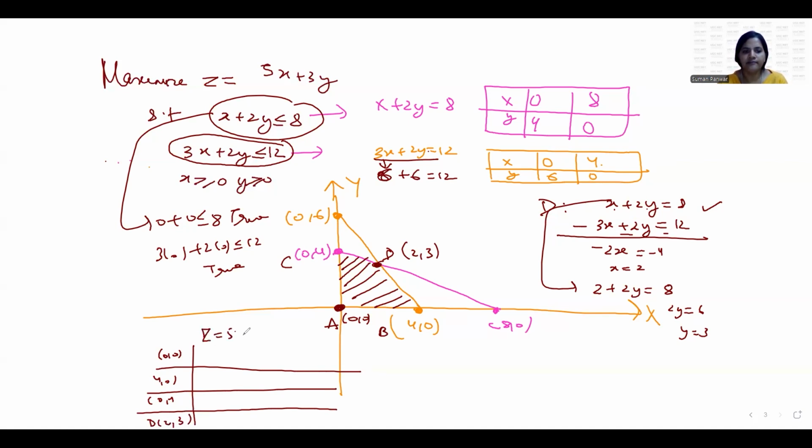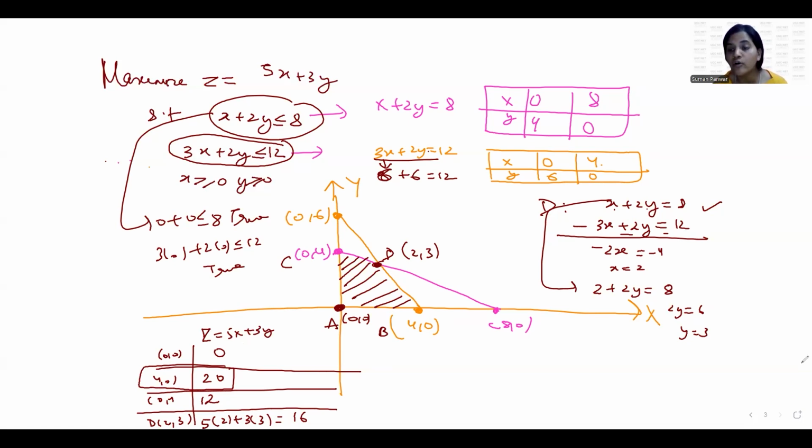And my Z is 5x plus 3y. So this is going to be 0. This is going to be 20. This is going to be 12. And this is going to be 5 times 2 plus 3 times 3, which is going to be 16. So the maximum value occurs at 4, 0. You can see that. So that is how you tackle the maxima and minima using the corner point method. This is the basic of linear programming problem.